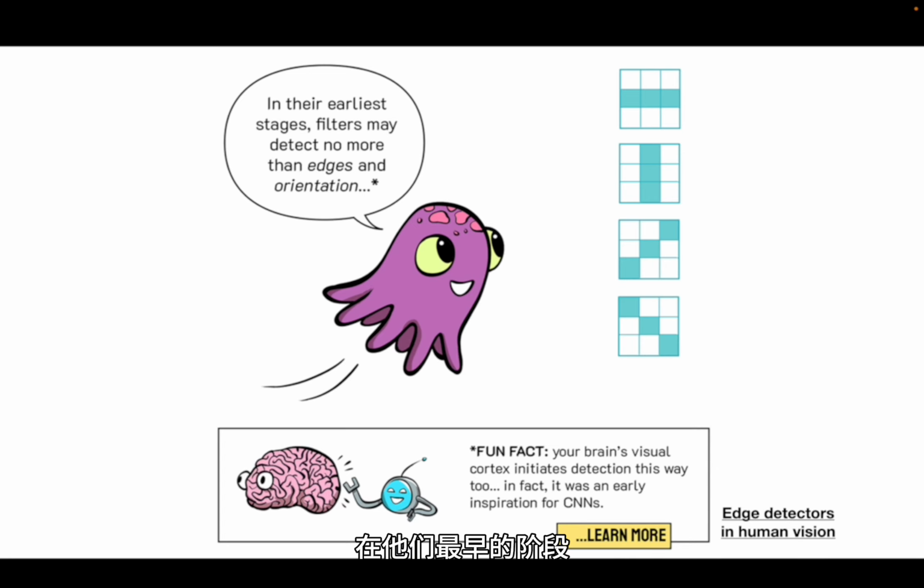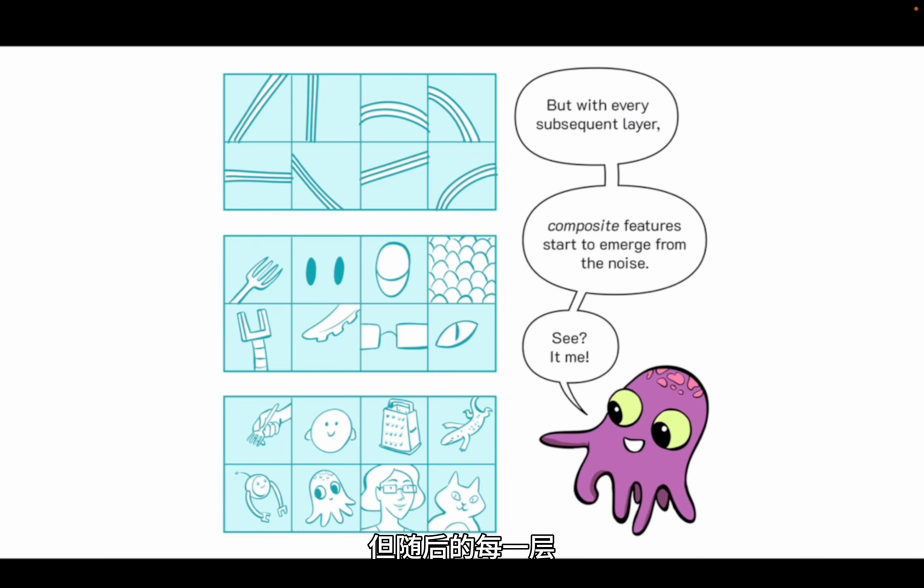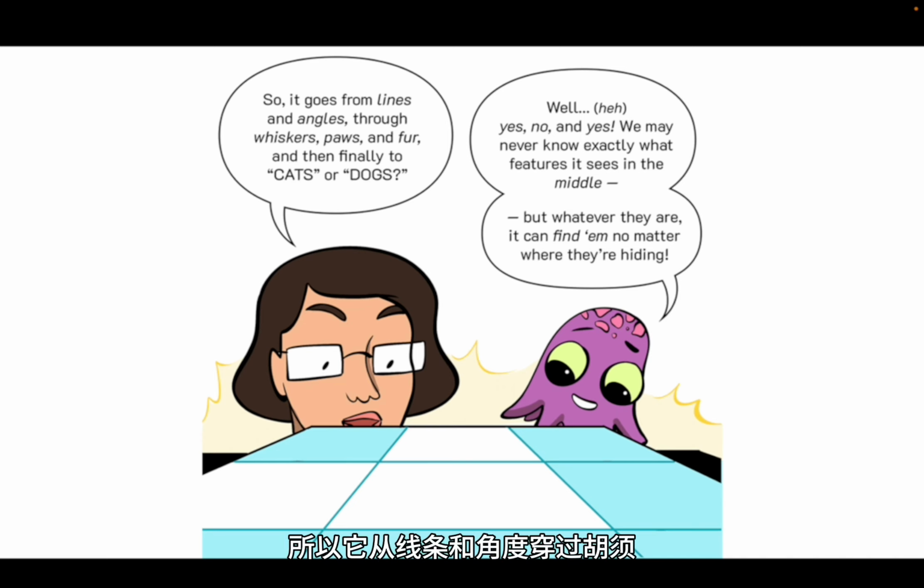In their earliest stages, filters may detect no more than edges and orientation. Fun fact, your brain's visual cortex initiates detection this way too. In fact, it was an early inspiration for CNNs. But with every subsequent layer, composite features start to emerge from the noise. See? Me. So it goes from lines and angles, through whiskers, paws and fur, and then finally to cats or dogs.